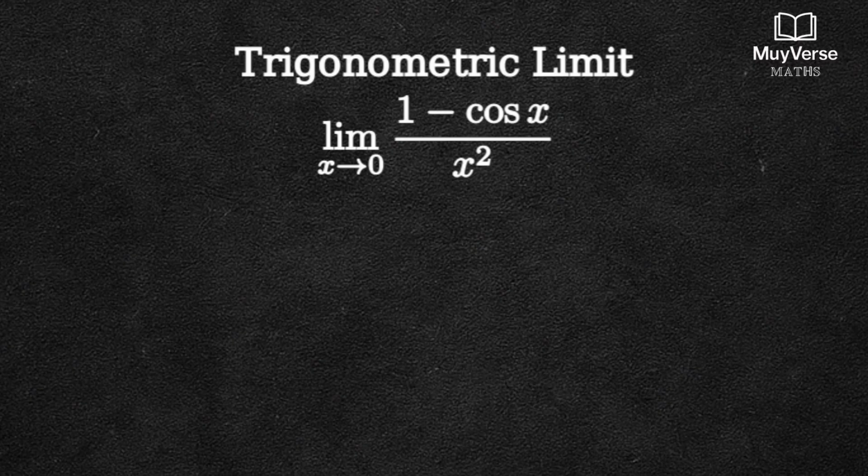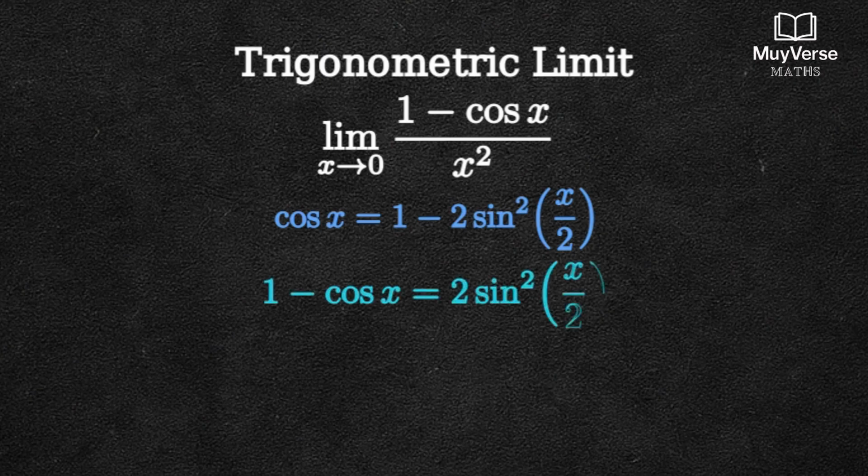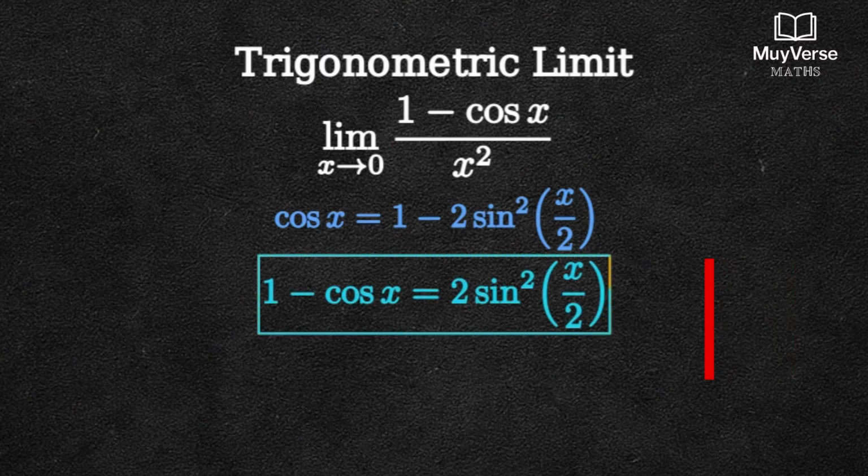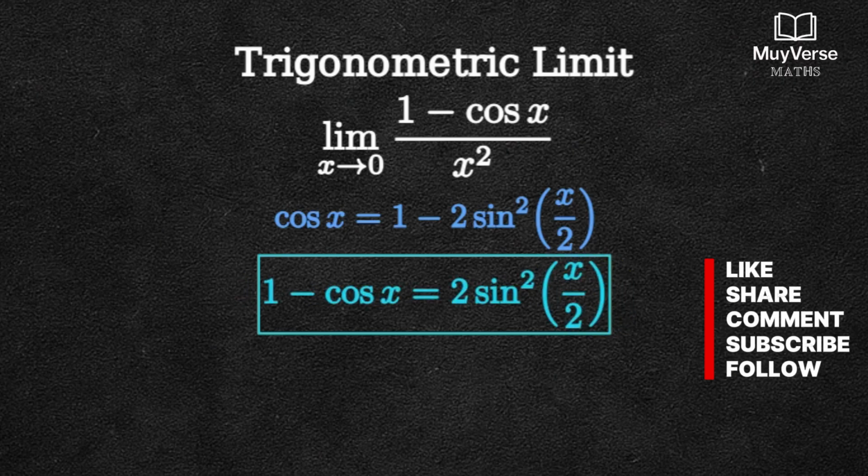Step 1. Use the half-angle identity. Cosine x equals 1 minus 2 sine squared of x over 2. Rearranging, 1 minus cosine x equals 2 sine squared of x over 2. Step 2. Substitute this directly into the limit.